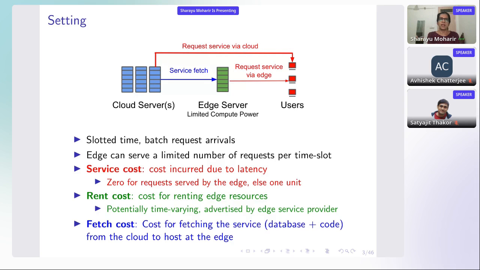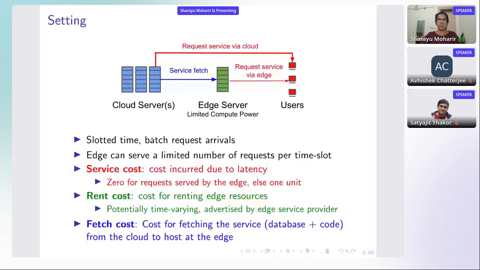Further, a renting cost is incurred to host the service on the edge server. In our setting, this cost is determined by the third-party edge resource provider. This is the service provider which owns this edge resource. And we allow this third-party resource provider to potentially quote different costs at different times.